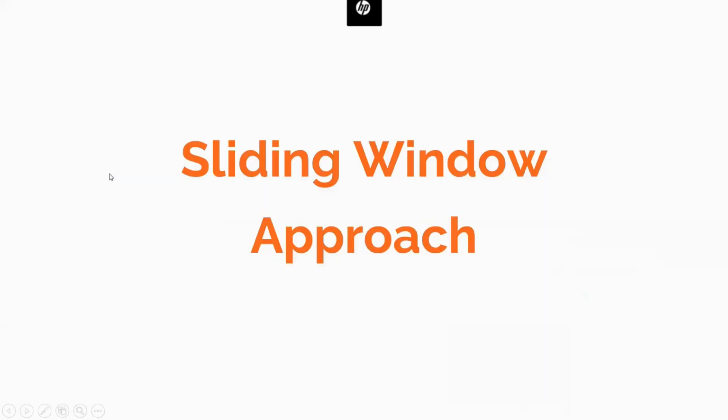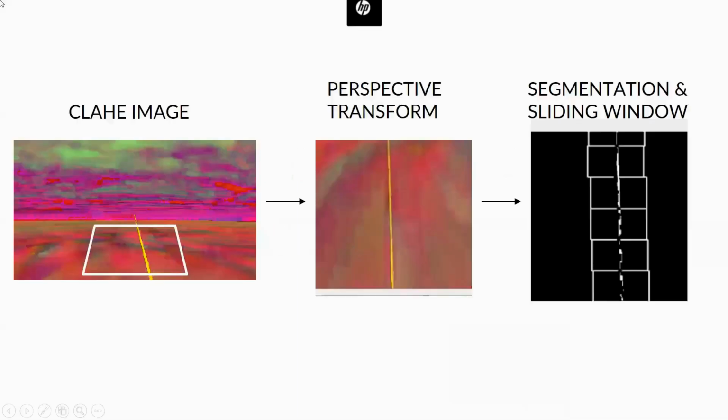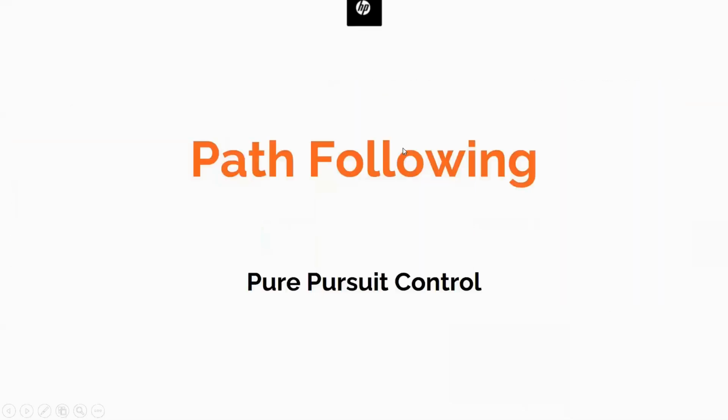So the next part is the sliding window algorithm. What we are doing is we are first of all taking the image from the ROV, we are applying CLAHE equalization, and then doing an HSV transform. What we then get is this kind of an image. Then we are doing a perspective transform so that we can remove the excess noise and the excess data, which might not be relevant for our detection tasks. And then I do the segmentation to generate this white line, and then I do the sliding window algorithm.